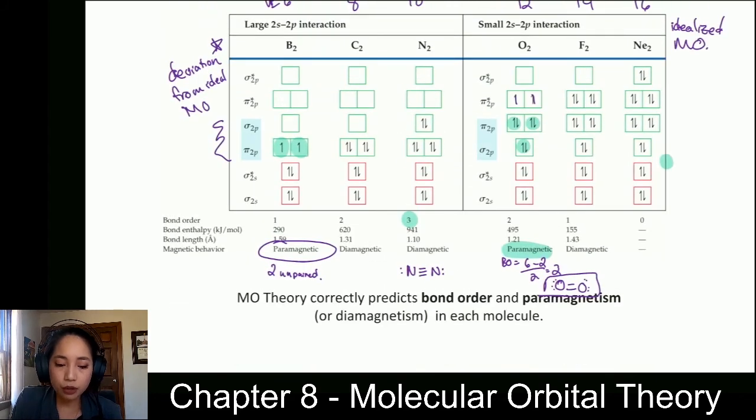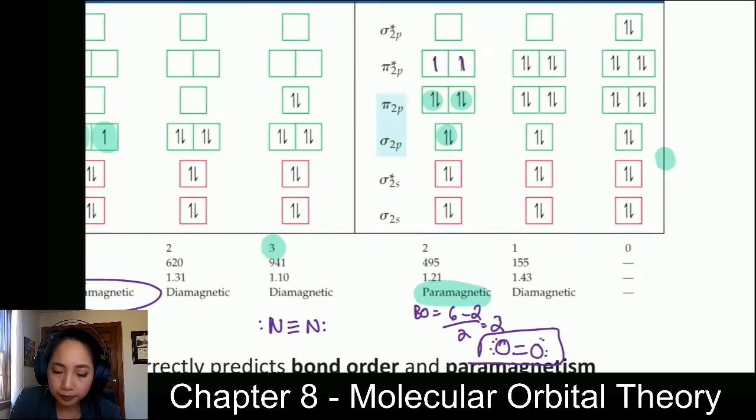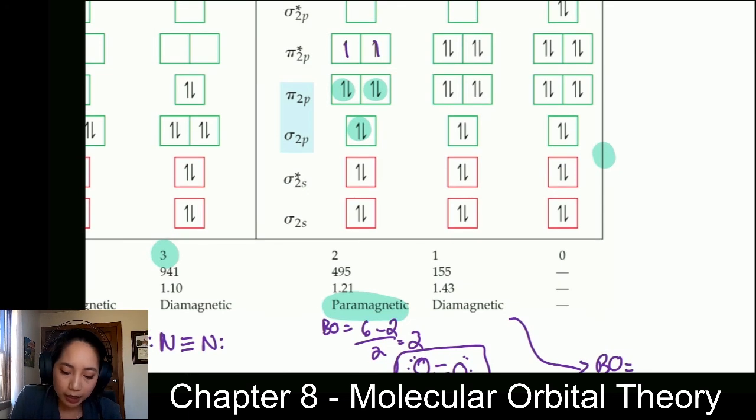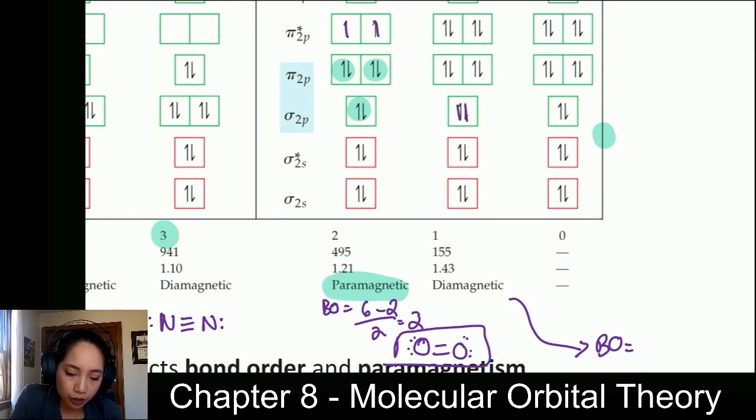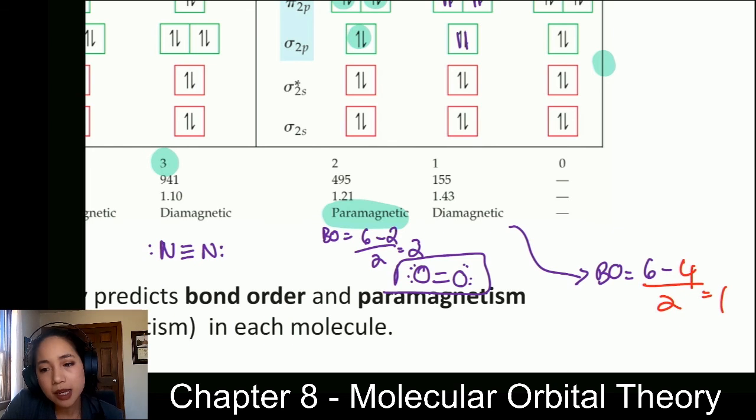Okay, and so continuing on with the trend with diatomic fluorine and neon, you just keep adding electrons to our idealized MO. You see here with diatomic fluorine, if we calculated the bond order, how many electrons are in bonding orbitals? 1, 2, 3, 4, 5, 6. 6 minus the number of electrons in antibonding orbitals, 1, 2, 3, 4. So 6 minus 4 over 2 equals 1. And so MO is predicting diatomic fluorine has a bond order of 1. The Lewis structure says the same exact thing.